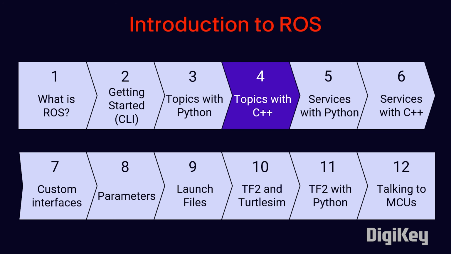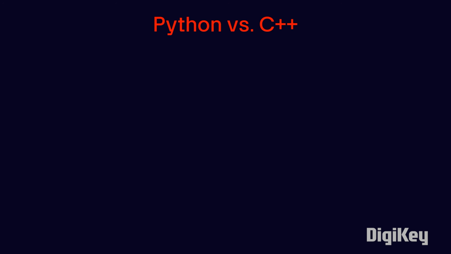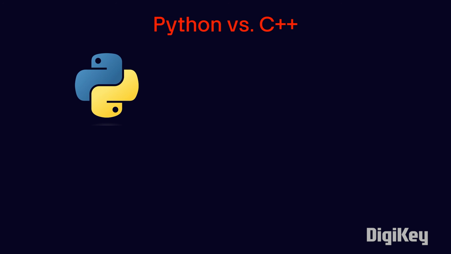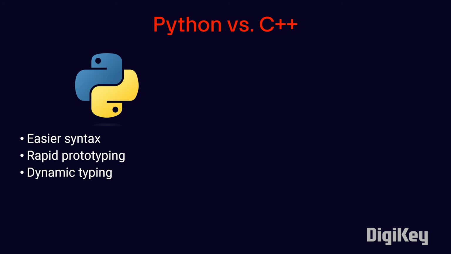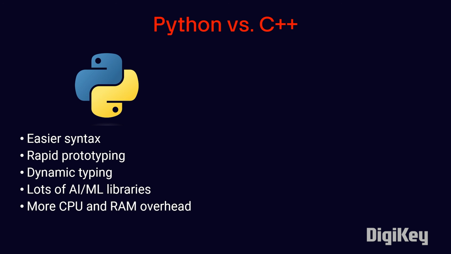Let's review why you might consider using C++ over Python in some cases. Python is often considered to have easier syntax, which makes it faster to learn and write, making it great for rapid prototyping. Part of this easier syntax comes from dynamic typing of variables. It saves some code writing, but it means some processing overhead and potential runtime errors down the road. You have access to a lot of AI and machine learning libraries, which is great if you want to incorporate them into your robot. Python often runs slower than strictly compiled languages like C++.